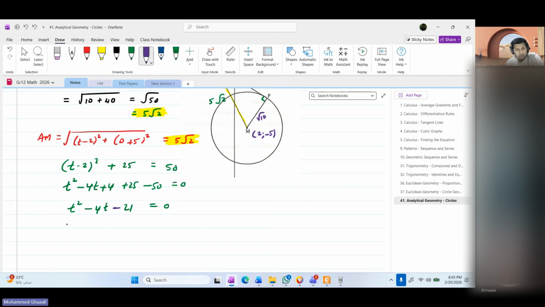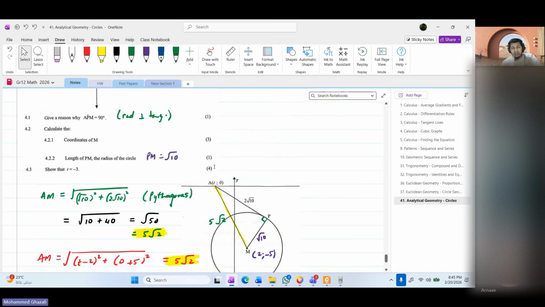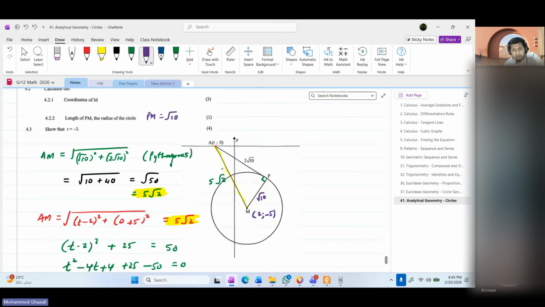Yeah, you'll get minus 21. So now you're getting T minus 3, T plus 3, and T minus 7 is equal to 0. So T is equal to negative 3 or T is equal to 7. So 7 is not applicable here because of the value of T on that side. So T is equal to negative 3. So we proved it, okay? So the value of T is negative 3.